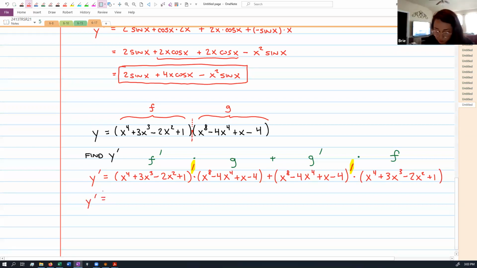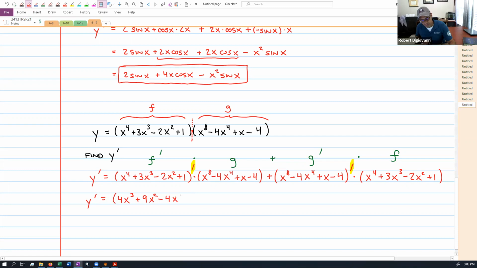Okay, 4x to the third power plus 9x to the second power minus 4x. And then do you want me to just leave out the 0? Yeah, leave out the 0, but all of that in parentheses, right? Because it has to multiply times this. Am I changing this at all? No, so just leave this. Keep it all here. Don't touch it. Just leave it alone.